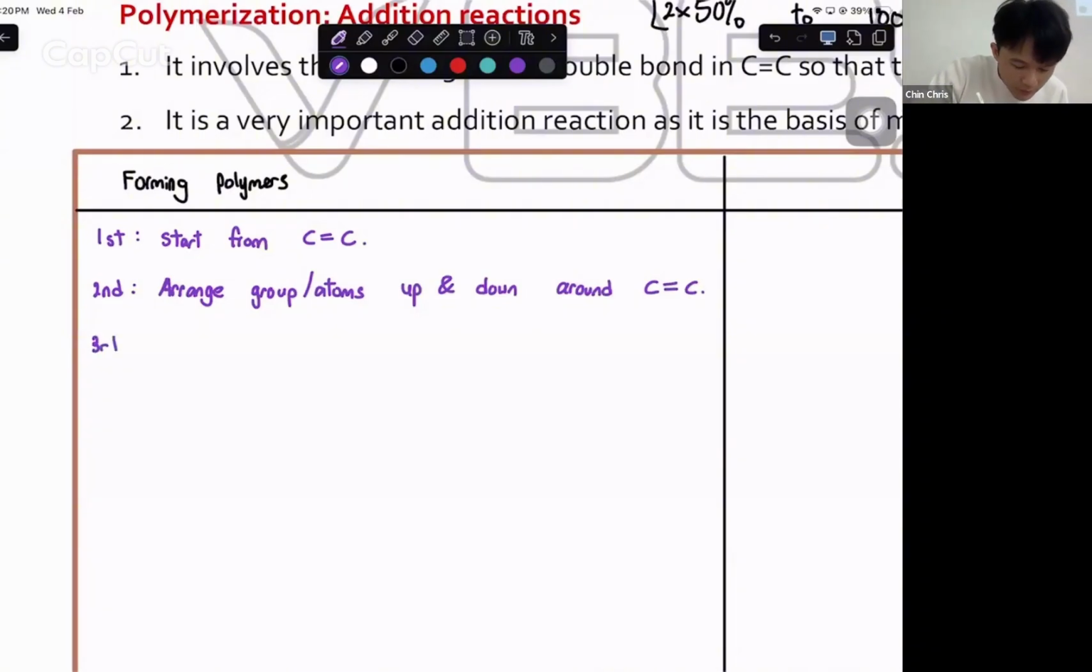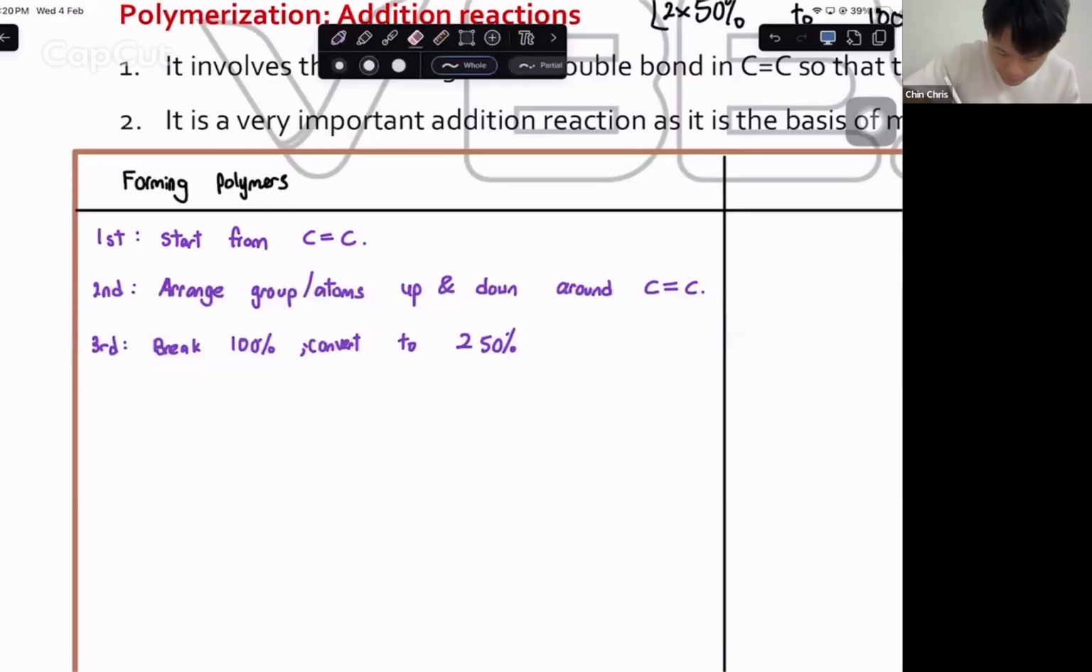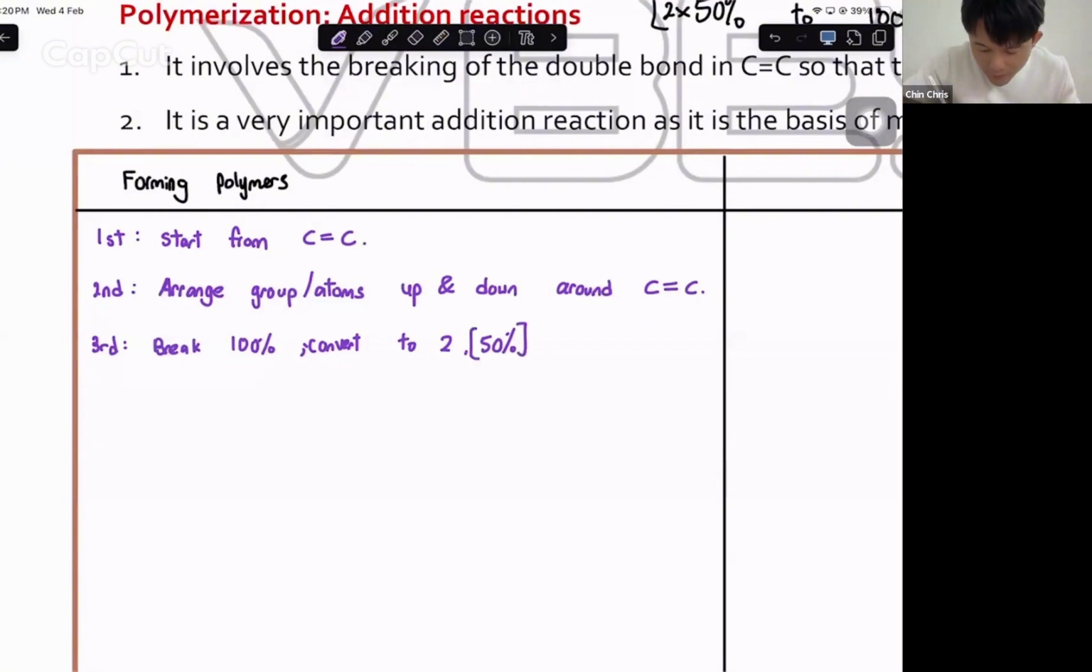Next, break the double bond, then convert to 2 times 50%. And guys, a 50% is a connecting line, remember that. The rule is very simple: when you have a 50%, that is a connecting line. That's it.